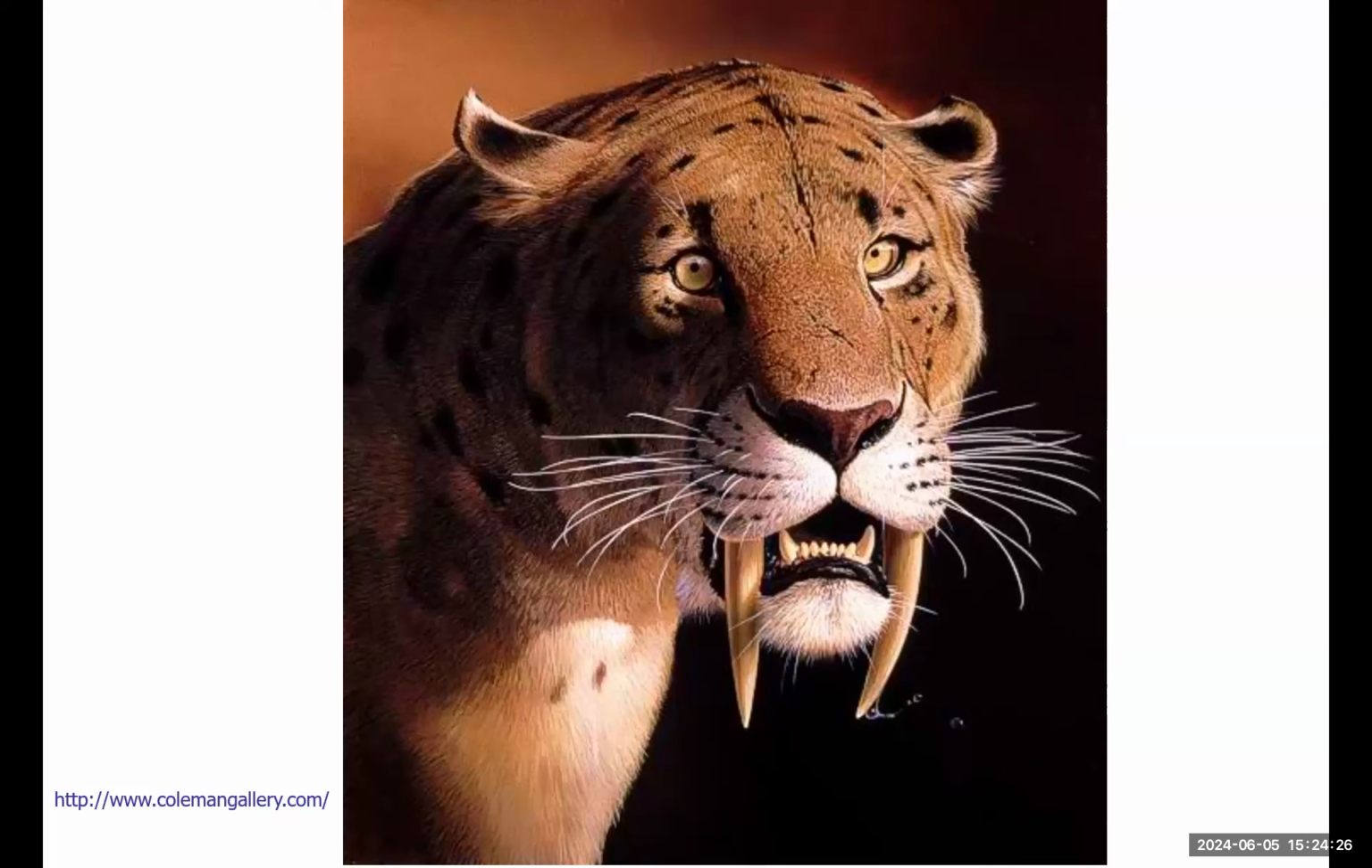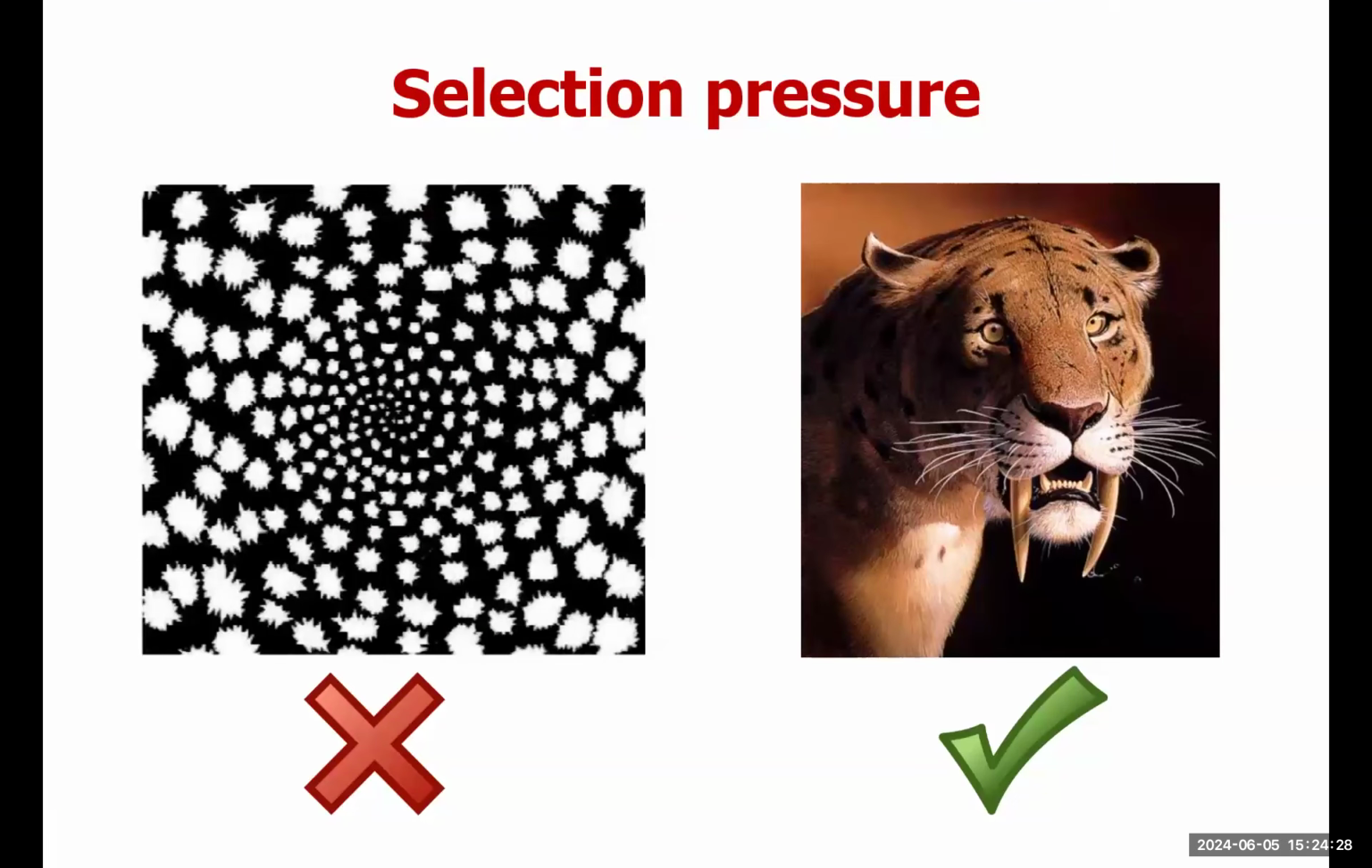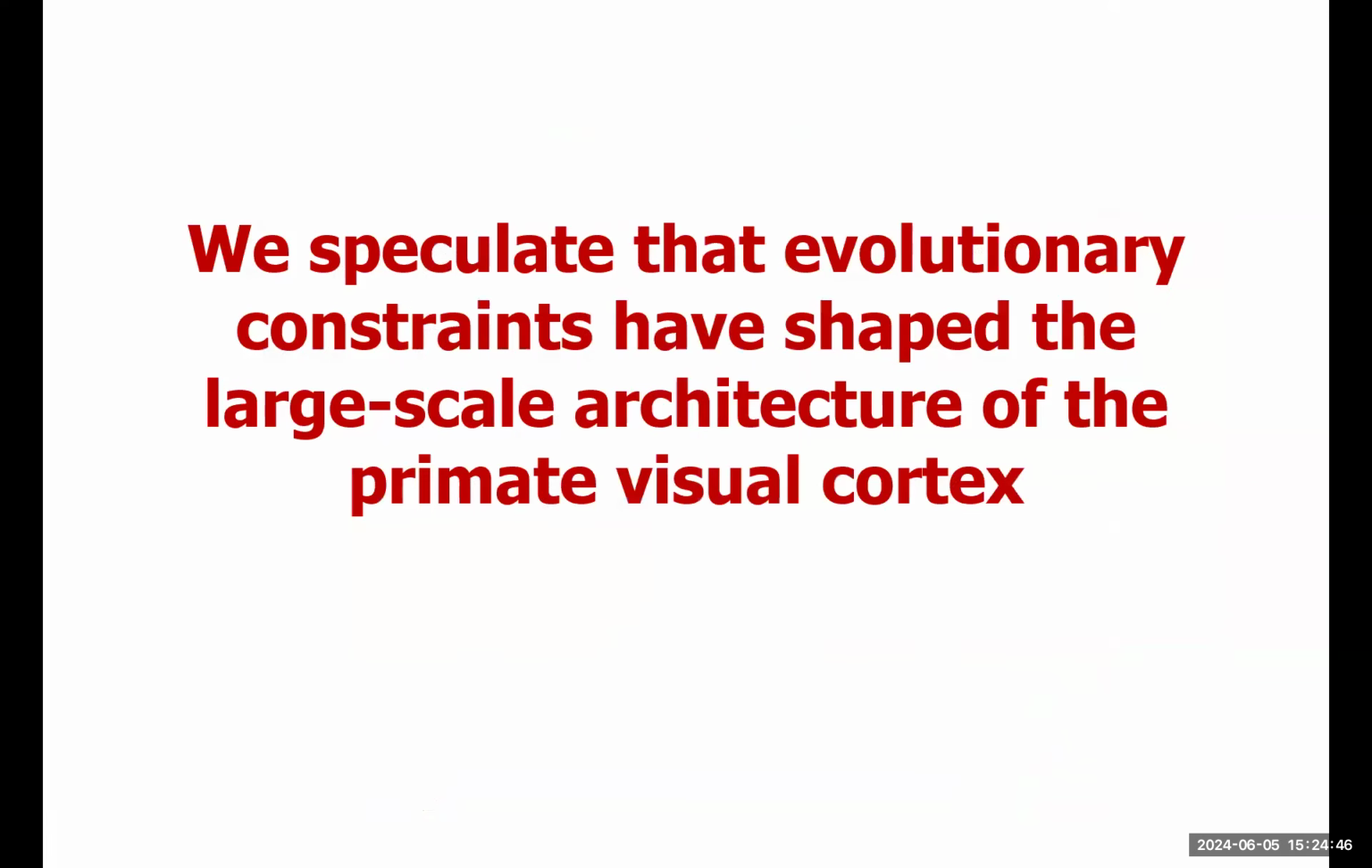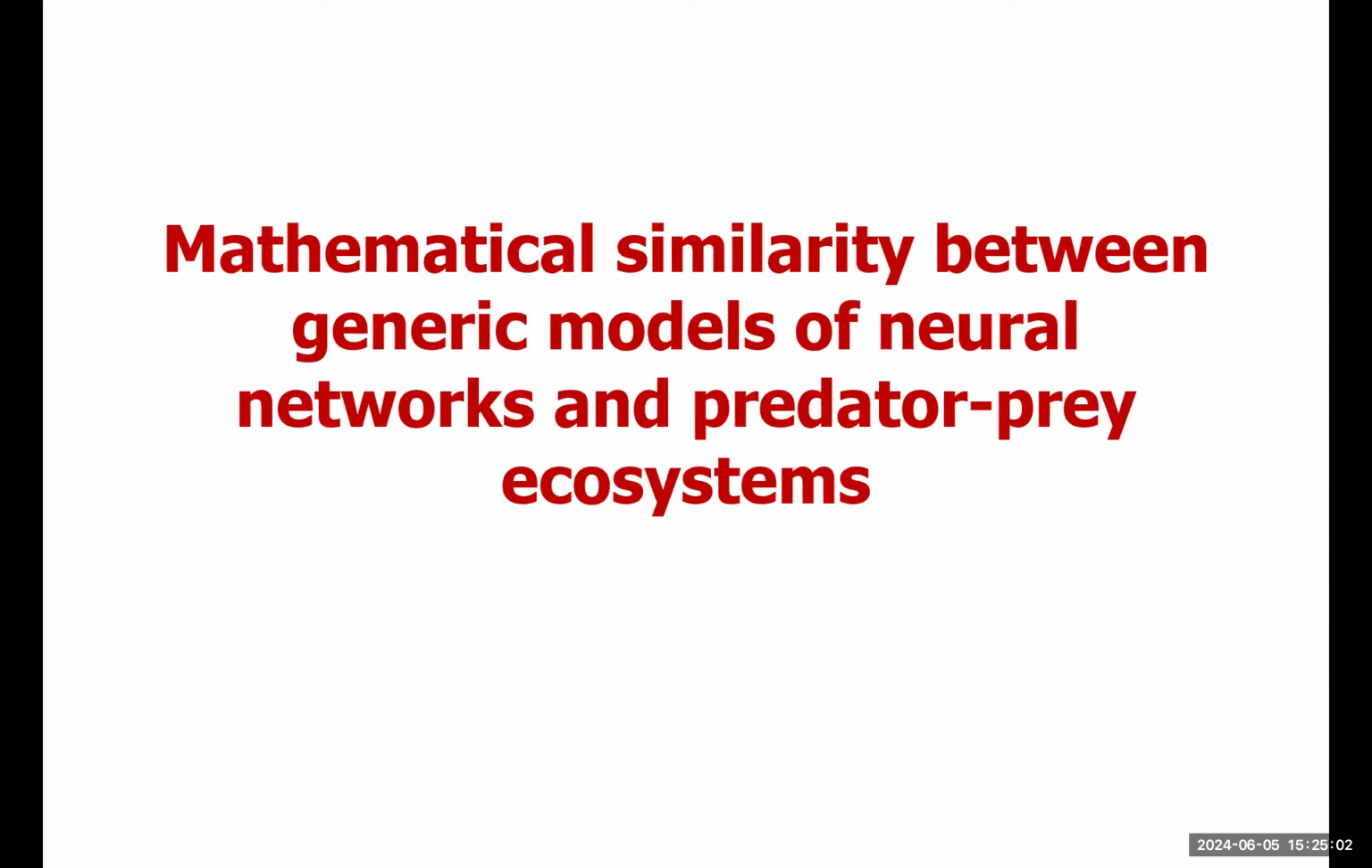You get eaten. Right. So there's selection pressure. If you see this, that's terrible. You're going to be eaten by the saber-toothed tiger, some monster. If you see this, great. Then you can run. So there's an evolutionary selection pressure that you should dial down the hallucination. So what we speculate is that evolutionary constraints have shaped the large-scale architecture of the primate visual cortex. Okay, so we can test this. How do we test it?